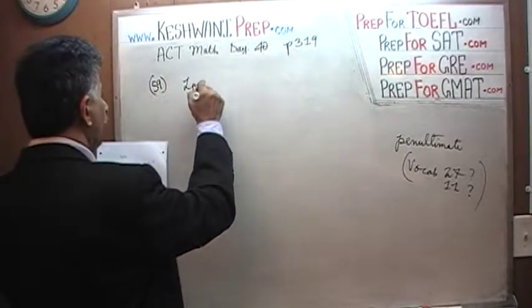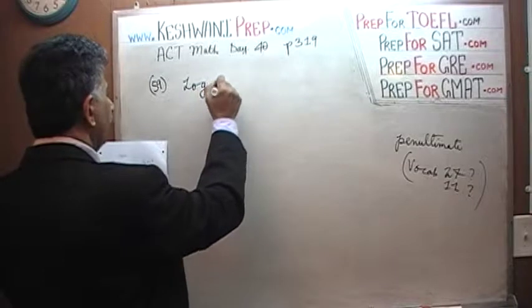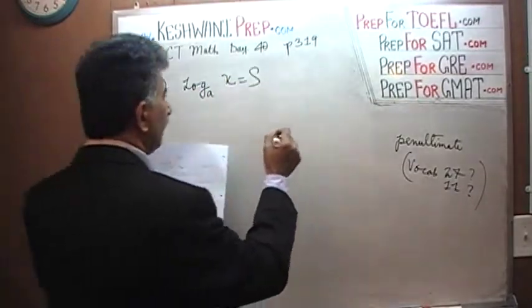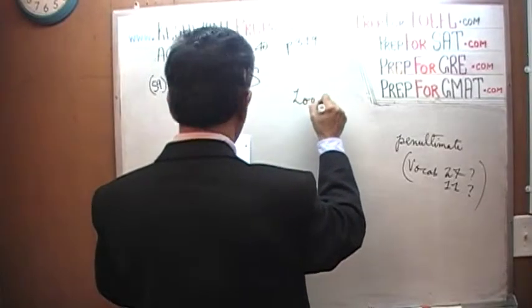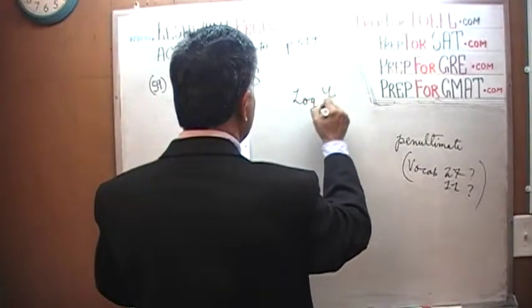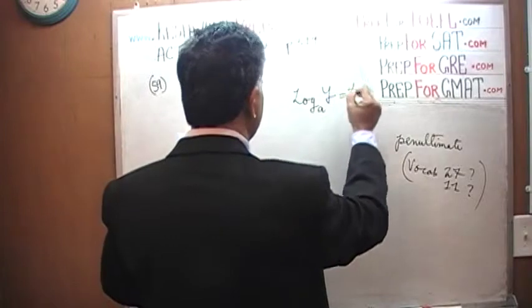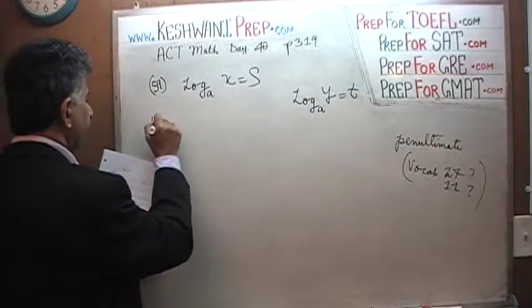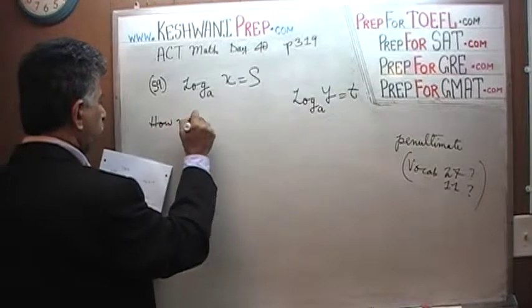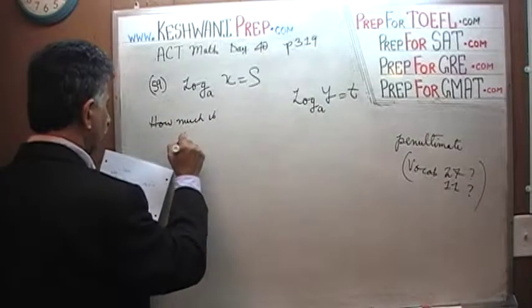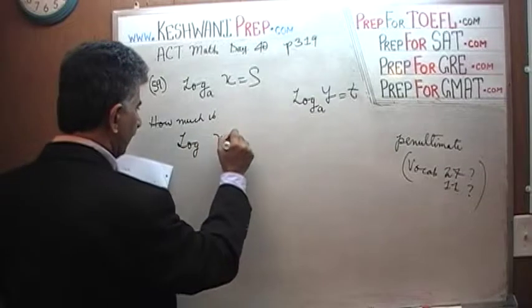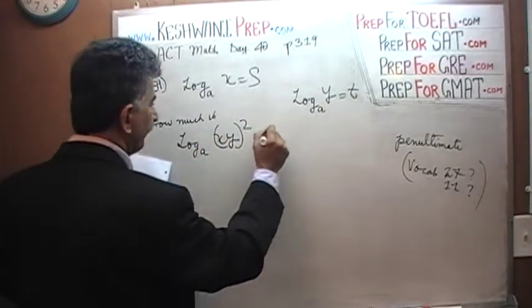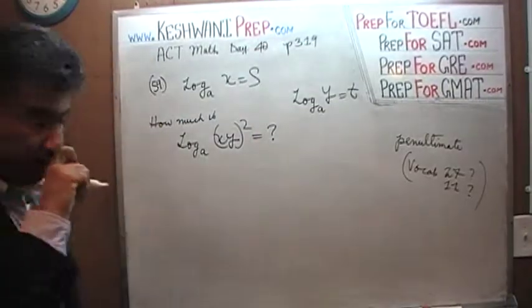We are told that log of x with the base a equals s. We are also told that the log of y with the base a equals t. The question is, how much is log of x times y squared with the base of a? Let's find out, shall we?